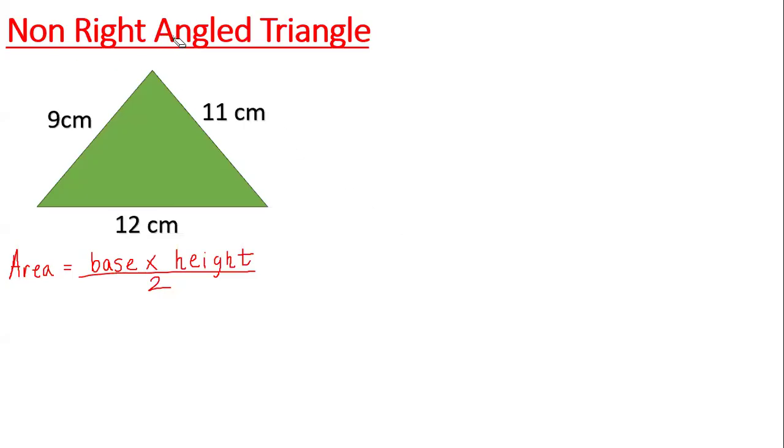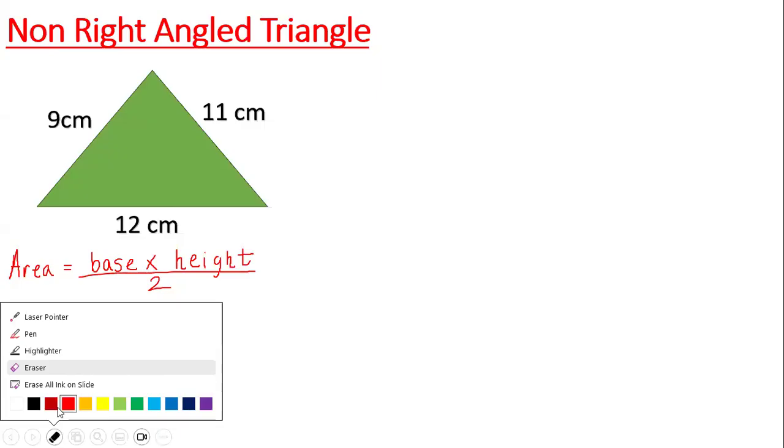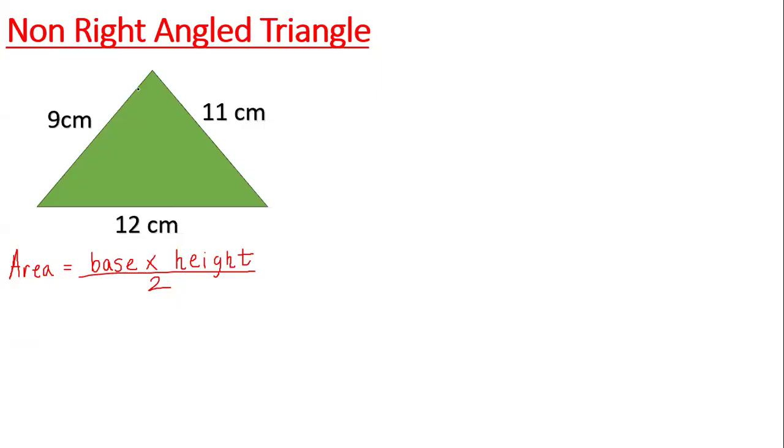Okay, so for this one, the thing is that it's a non-right angle triangle. If it was a right angle triangle, we could do this, and then obviously we could have used these two numbers, the base and the height. But it's not a right angle triangle, so we can't use this way. We have to figure out the base and the height another way.